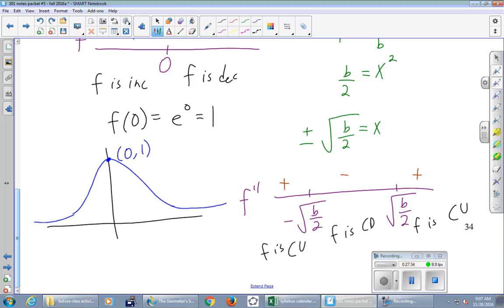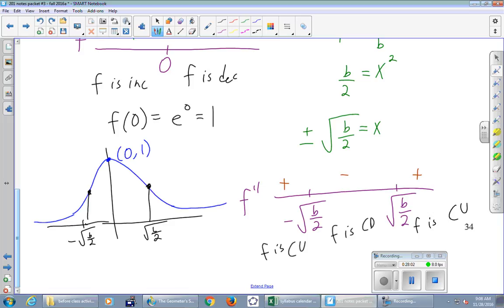Inflection points. And we found the inflection points. They're at negative root b over 2 and root b over 2. I can't really say anything specific about them. I'll just generally say this is out here somewhere, and then this is the mirror image, negative root b over 2. But that's it. That's exactly where the inflection points are.